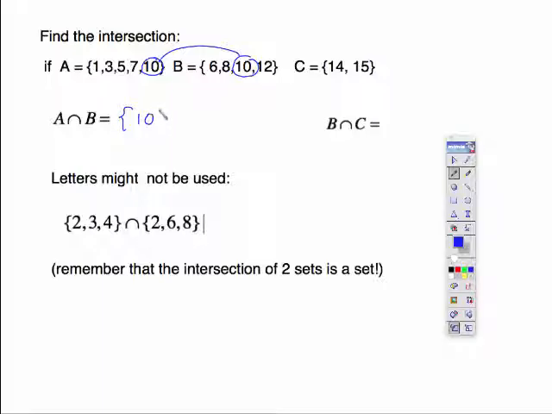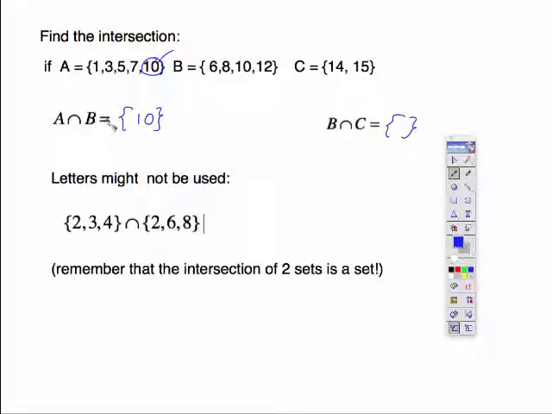And it is a set. Remember that the intersection of two sets is a set. Be sure you put the braces around it. Now to do B intersect C, same idea. I just look at these two sets. Is there anything that's in B that's also in C? And the answer is no. Therefore, B intersect C is the empty set.